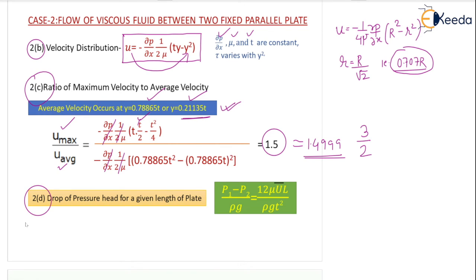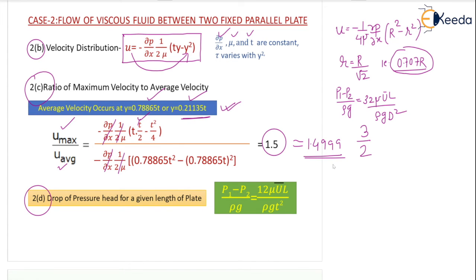Now, last point for this case, 2D: drop of pressure head for a given length of the plate. From the leading edge of the plate to a distance L, or for a particular length L of the plate from one coordinate to another coordinate, you have to find the loss of pressure head, correct? So in the last case of circular pipe, the formula was (P1 minus P2) by rho g equal to 32 mu u bar L by rho g d square, correct?